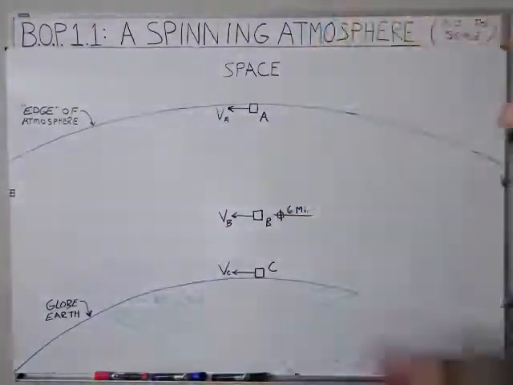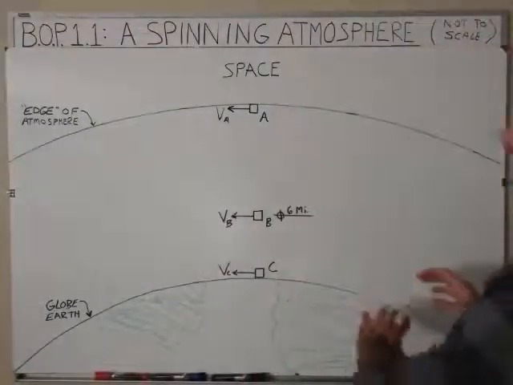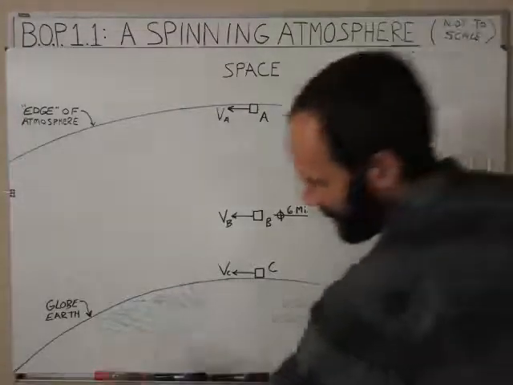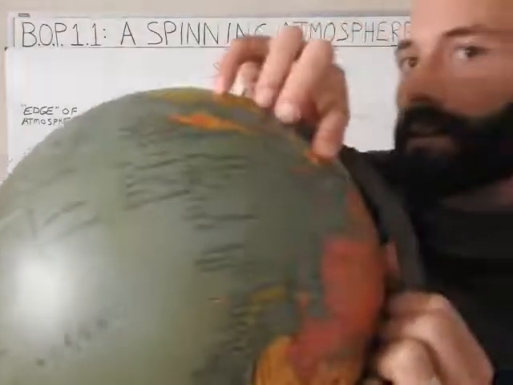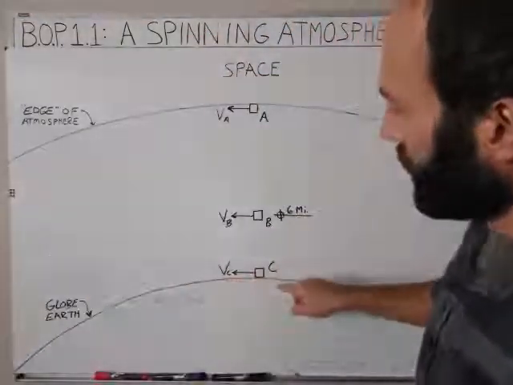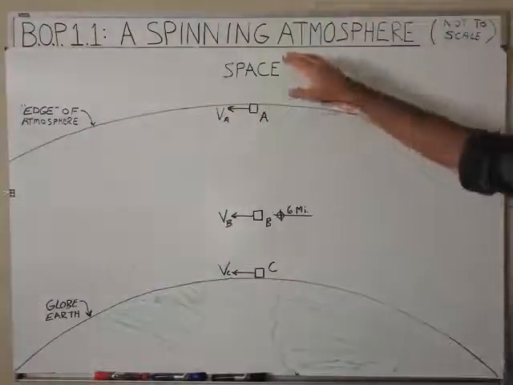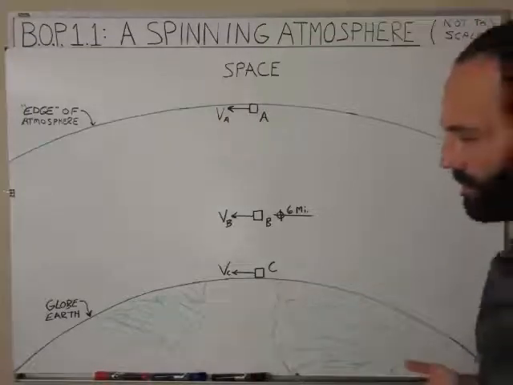And that's what I have drawn on the board here. So here's the Earth down here, and let's say that this line right here is the equator, when you're looking down on it. We're just going to say this line is the equator, and then this is the edge of the atmosphere up here, and then there's space out here. Now this is obviously not to scale, this is just conceptual.